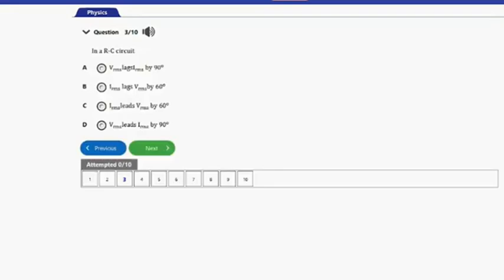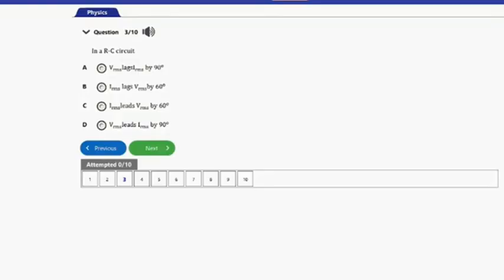It says, in a RC circuit, A, root mean square voltage lags root mean square current by 90 degrees. B, root mean square current lags root mean square voltage by 60 degrees. C, root mean square current leads root mean square voltage by 60 degrees. D, root mean square voltage leads root mean square current by 90 degrees. Alright, so guys, the answer to this question is option D here.